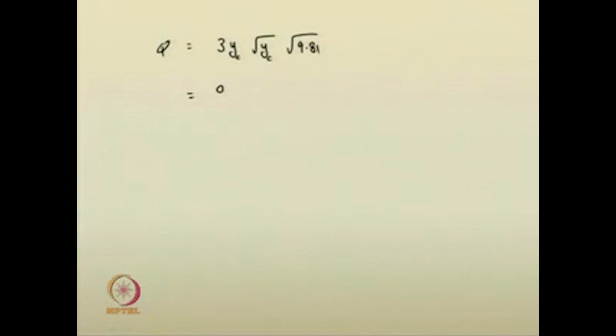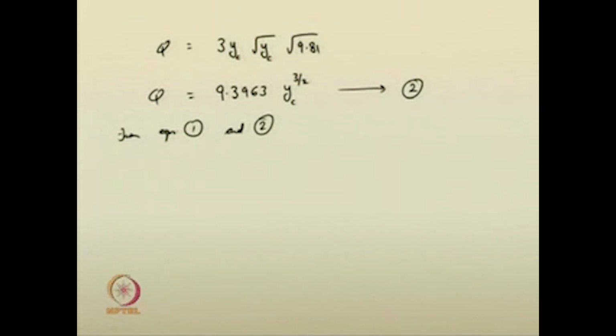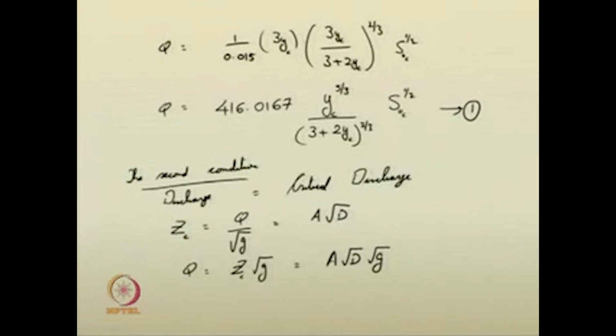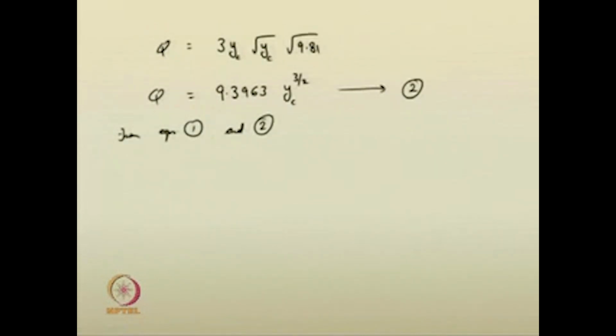This is equal to 9.3963 YC to the power of 3 by 2. So, I can write Q is equal to 9.3963 YC to the power of 3 by 2. So, this becomes equation 2. So, from equations 1 and 2, you recall equations 1 and 2. This is equation 1 and this is equation 2.